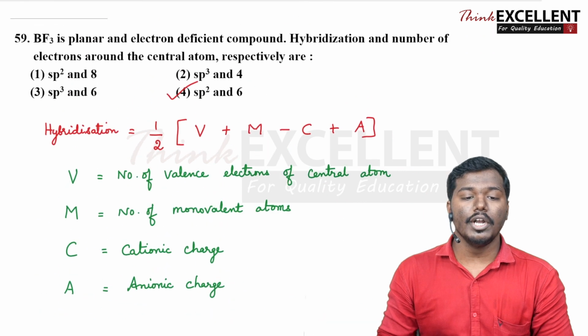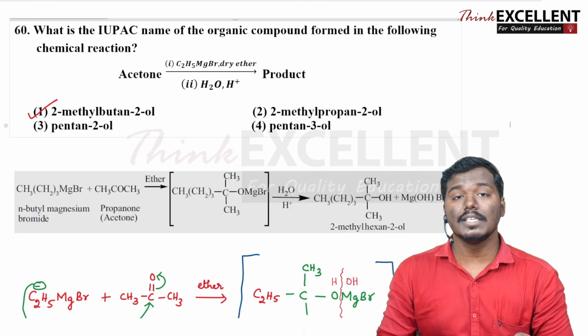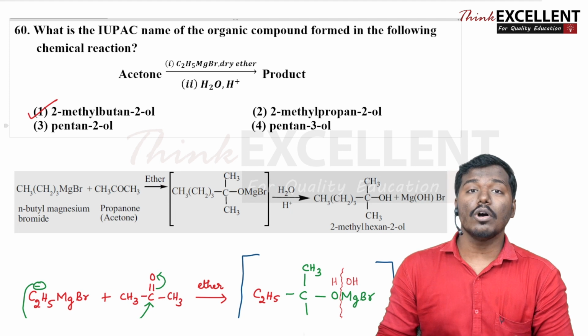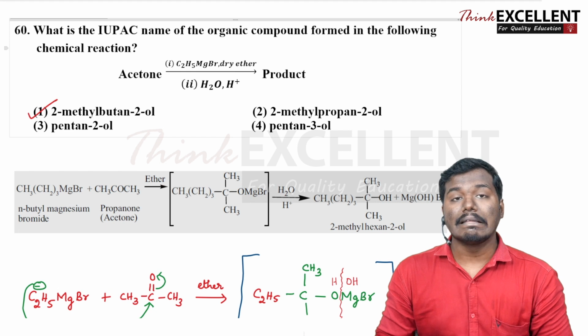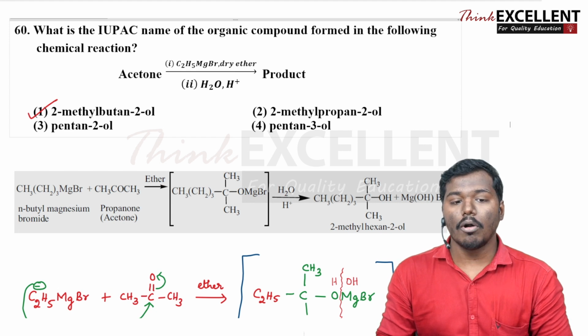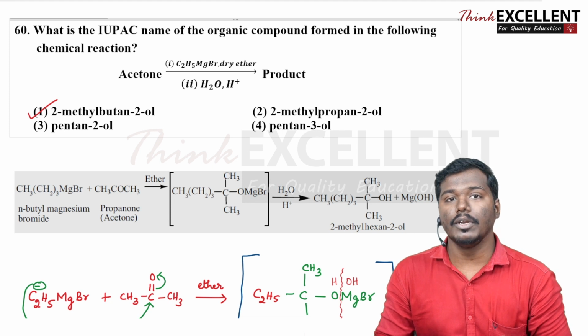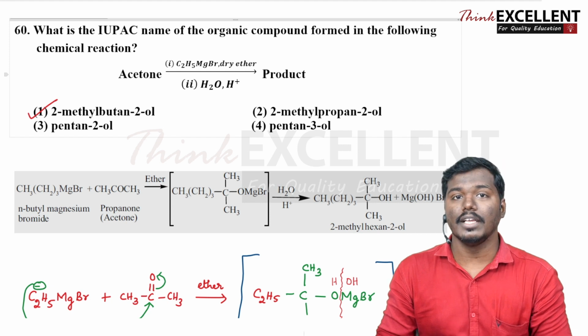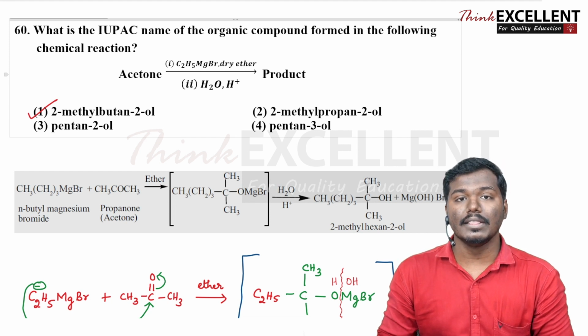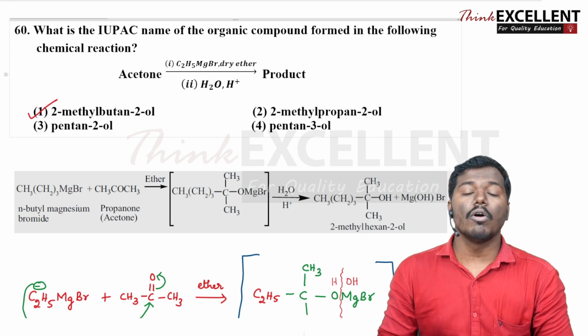Okay. So next we are going to question number 60. You can see here it is asked based on hydroxy compounds and ethers. And they have asked from the lesson: what is the IUPAC name of the organic compound formed in the following chemical reaction. They have given acetone reacting with C2H5MgBr, that is ethyl magnesium bromide, also called Grignard reagent. Okay. So in presence of dry ether followed by hydrolysis, which takes place in presence of acid, it is forming the products. We have to find the IUPAC name of the product.